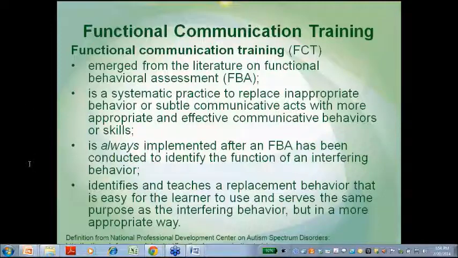FCT is always implemented after an FBA has been conducted. Don't guess. Don't just guess. Don't say he's doing this because he doesn't want to do the worksheet and he hates it and he's trying to make us. Don't guess. Really take the time to take some good data and figure out what is the function of the behavior. So it's always implemented after an FBA has been conducted.